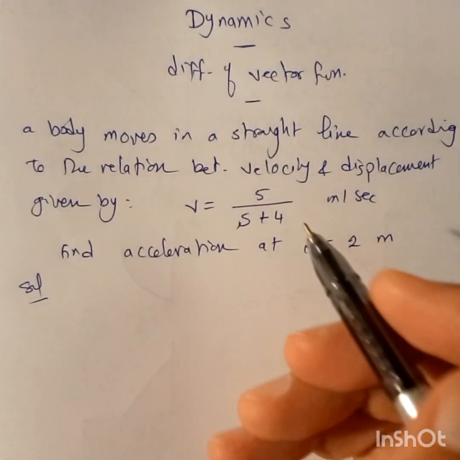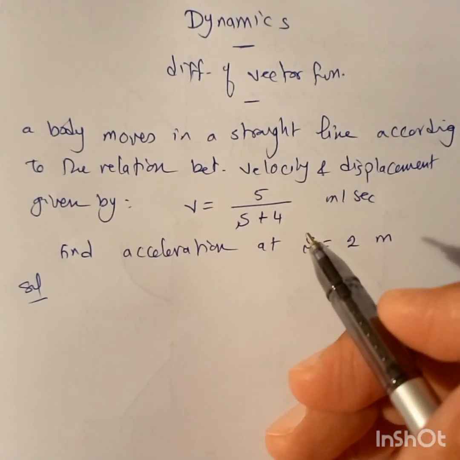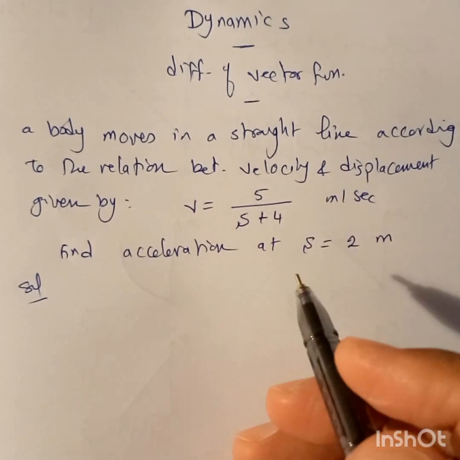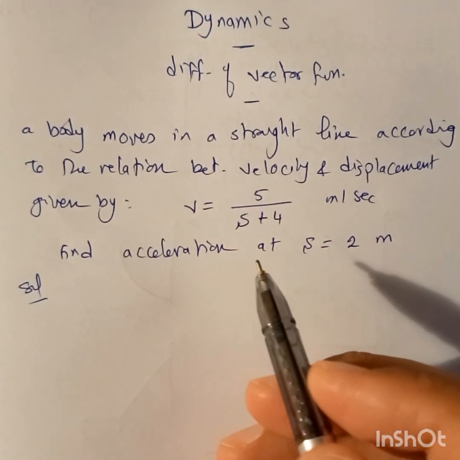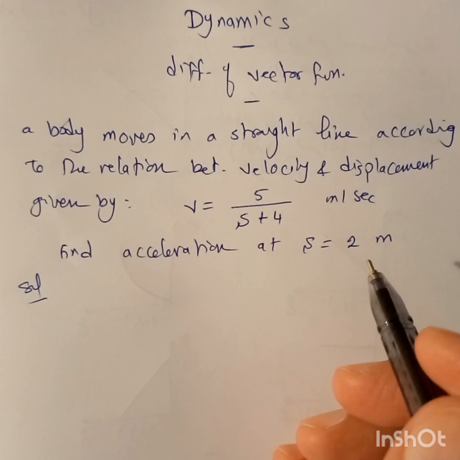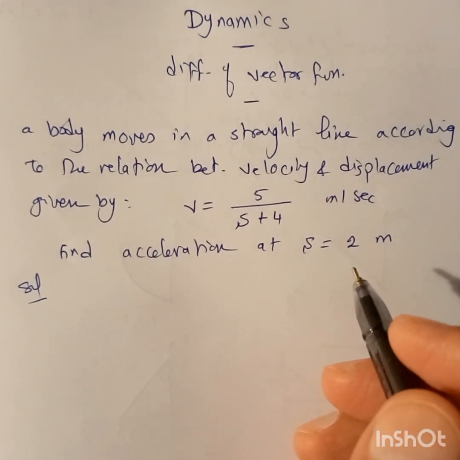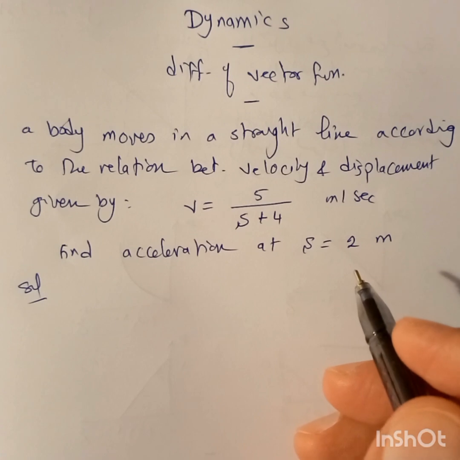Bismillah ar-Rahman ar-Rahim. Now we are going to continue our examples of dynamics differentiation of vector functions. We have an example. A body moves in a straight line according to the relation between velocity and displacement given by v equals 5 over (s plus 4) meter per second. Find acceleration at s equals 2 meter.